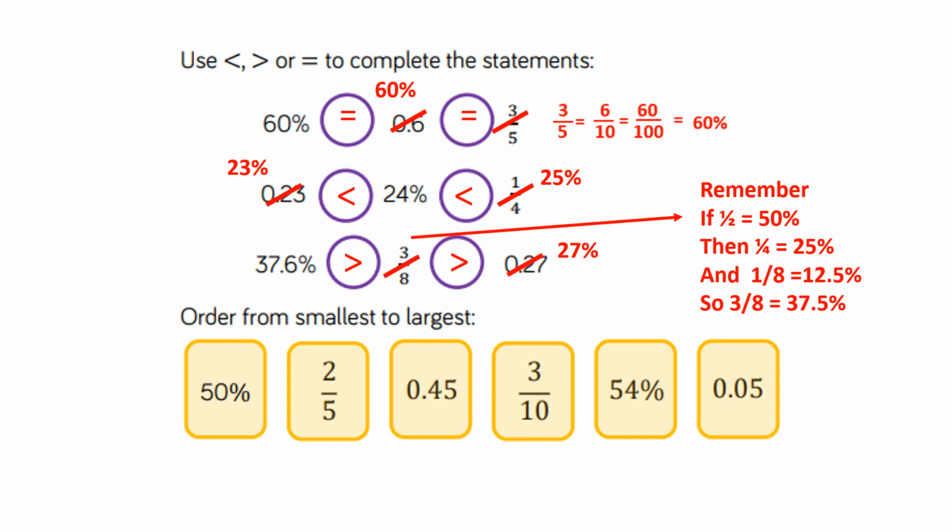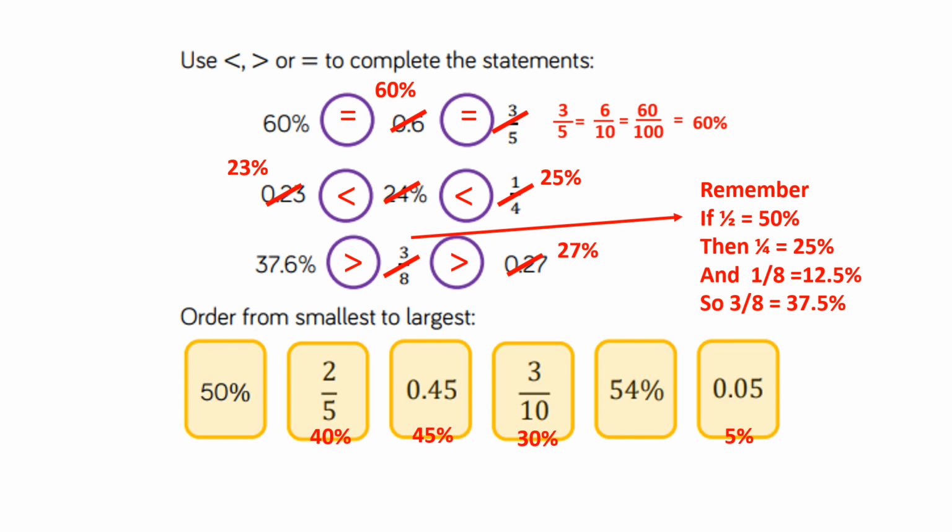So before we can do that, we need to convert the ones that are not percentages into percentages. So 2/5, we times that by 2 to make it into 4/10, and then we times it by 10 to make it into 40 hundredths. 40 out of 100 is the same as 40%. 0.45 is the same as 45 hundredths, so that's 45%. 3/10 is the same as 30 hundredths, so that's 30%. 54% is already a percent, so we don't have to do anything. And then 0.05 is the same as 5 hundredths, which is 5%. So now we've got them all as a percentage, we can compare them more easily.